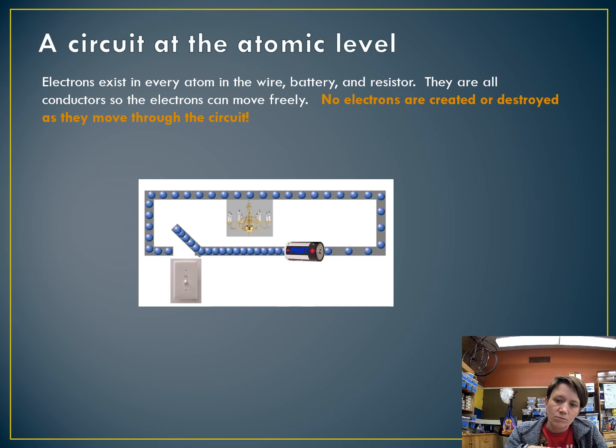Generally, every element in a circuit is a conductor, which means the electrons are able to flow or move from one place to the other. Important fact number one: no electrons are created or destroyed as they move through the circuit. That's going to end up being one of the guiding principles for explaining what is happening in circuits. You've got to be able to track all of your electrons. We can't lose any, and we can't create any electrons from the moment they leave the battery till they come back.